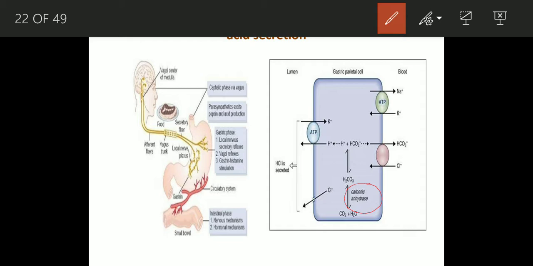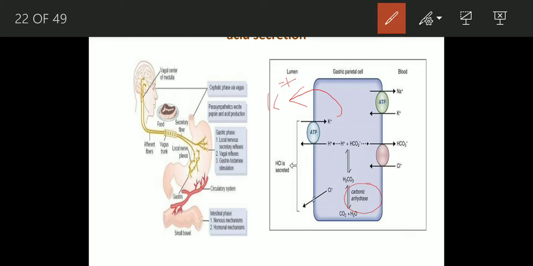This carbonic anhydrase has the ability to form carbonic acid by combining carbon dioxide and H2O. The carbon dioxide diffuses into the parietal cell, and H2O also enters through osmosis, where they combine in the presence of carbonic anhydrase to form carbonic acid. This carbonic acid in turn cleaves into H plus as well as HCO3 minus ion. The formed H plus is exchanged with potassium by this proton pump, and this potassium again comes out through the potassium channels.